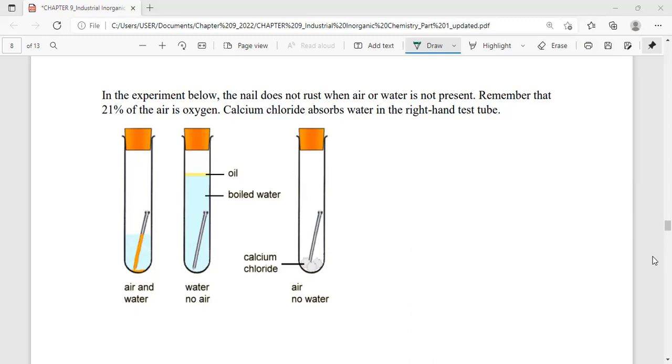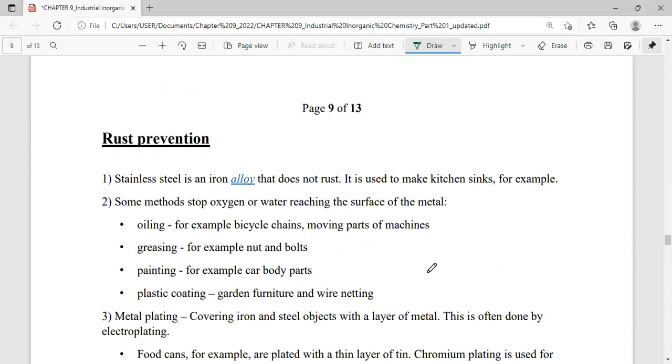In the second test tube, there is water but no air, because when water is boiled, the air goes out, and a layer of oil prevents the air from coming in. So the iron nail did not rust. If you look at the third test tube, there's calcium chloride, which has absorbed the water vapor or the moisture. So there is no water, but there is air. So the iron nail did not rust. From this, we can conclude that both air and water are needed for iron or steel objects to rust.